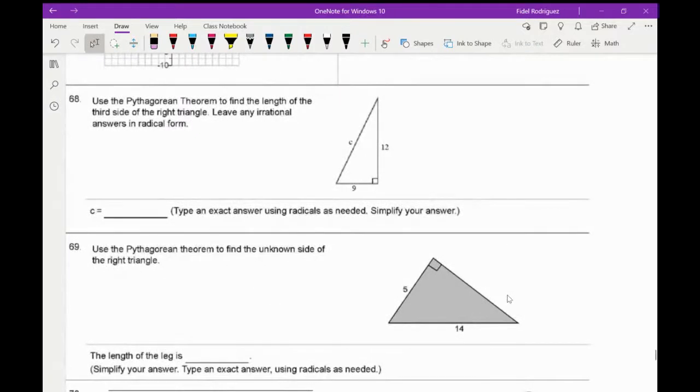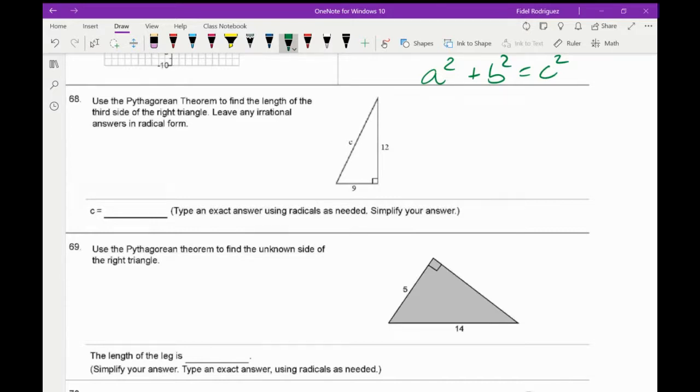Number 68 says, use the Pythagorean theorem to find the length of the third side of the right triangle. And then it says, leave any irrational answers in radical form. You may remember this from high school. Maybe you don't. In either case, it's fine. This here is the Pythagorean theorem. It's a squared plus b squared equals c squared.